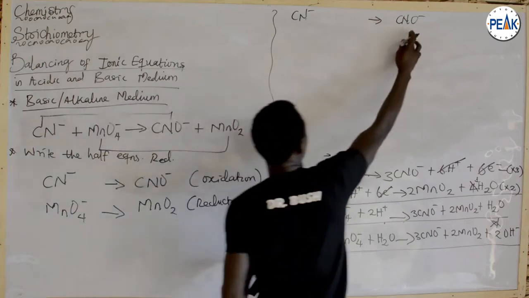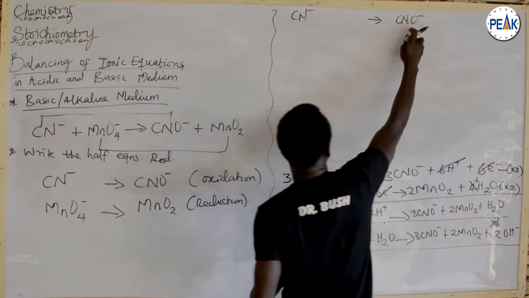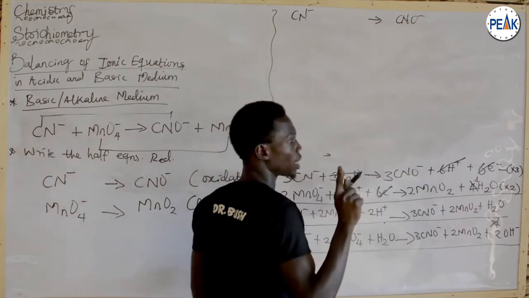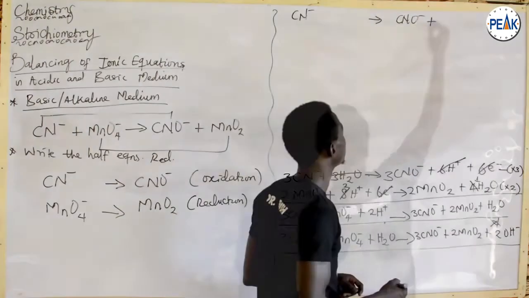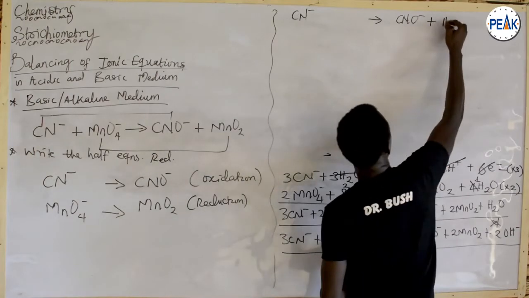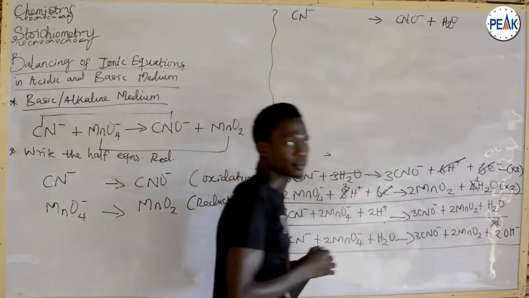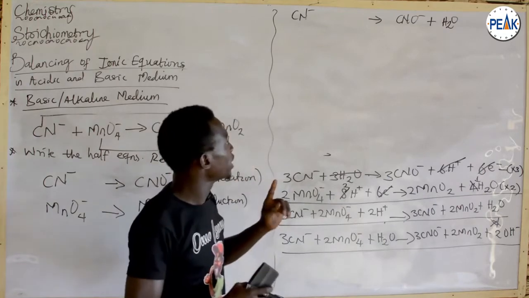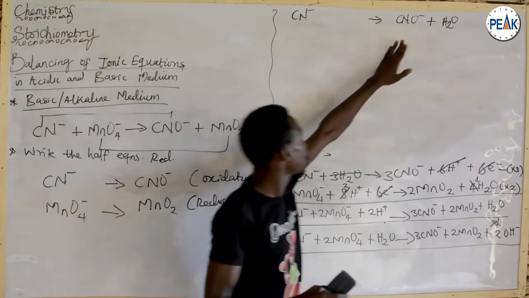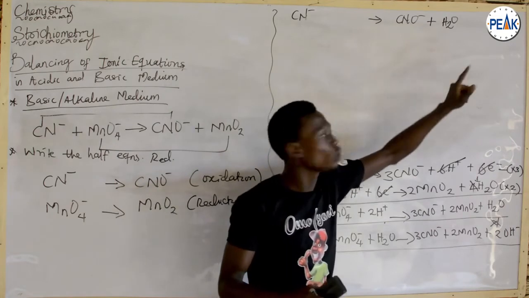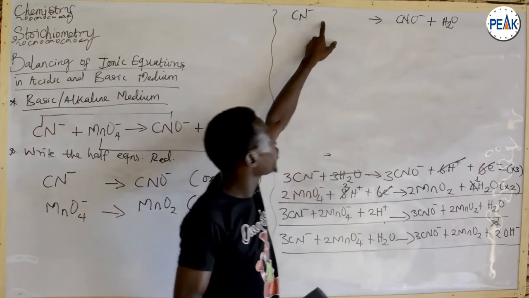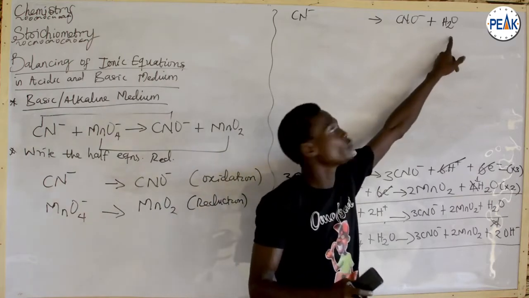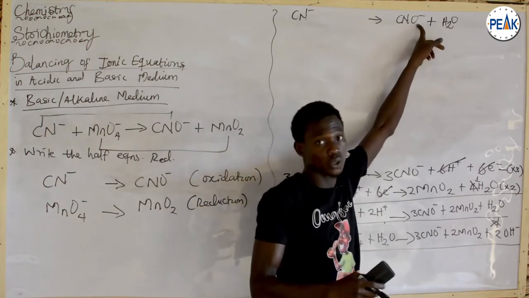Now, I'm going to balance oxygen with water. How many oxygen do I have here? 1, which means a mole of water has 1 oxygen in it. On the same side that has more oxygen, I'm going to add water. Don't forget, in acidic medium, we balance oxygen with water, but we add the water where we have less oxygen. But for basic medium, we are adding the water where we have more oxygen.